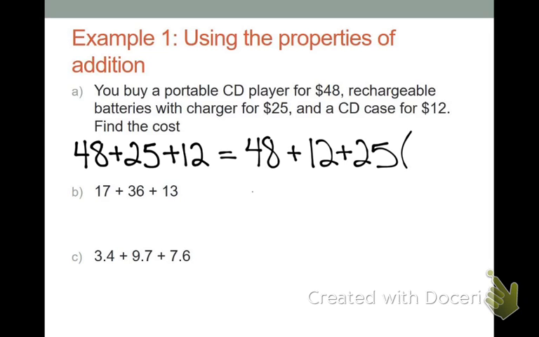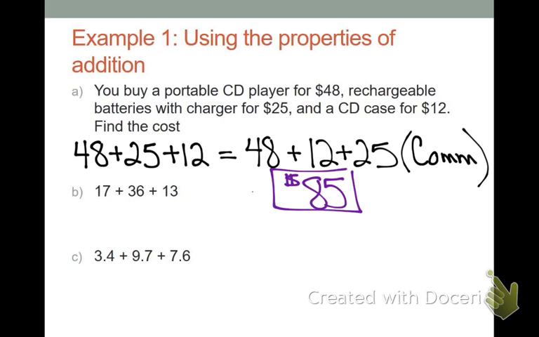48 plus 12, plus 25. So in parentheses, I'm going to say commutative property. And I can abbreviate, that would be fine. 48 plus 12 is what? 60. 60 plus 25? $85. Okay? So I got my answer and I didn't even have to use a calculator.